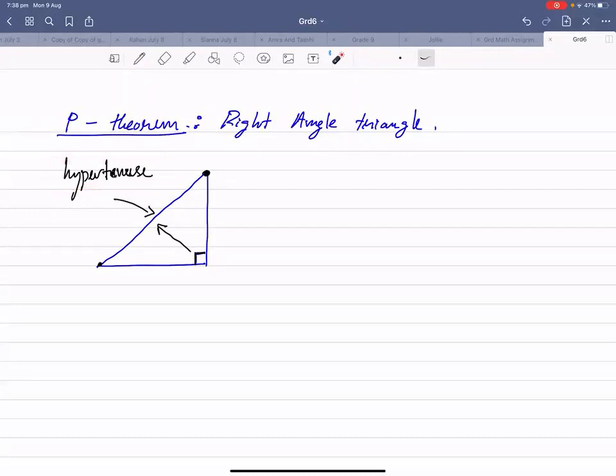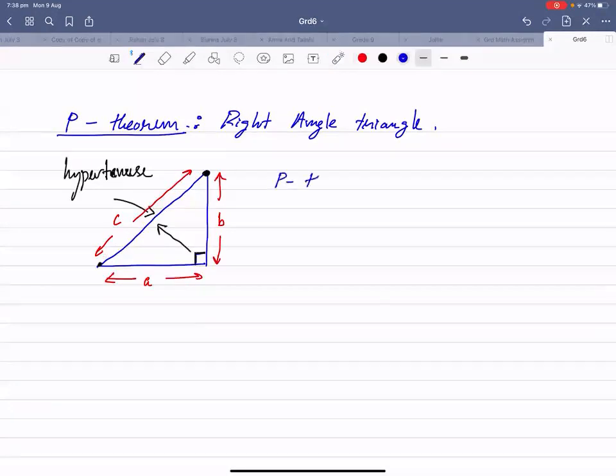Now, suppose your hypotenuse is C, right? That is the distance. This distance is C. And the distance of the base would be A, and the other side would be B, right? What I'm saying here, this is going to be C, this length is going to be A, and the vertical one would be B. Okay.